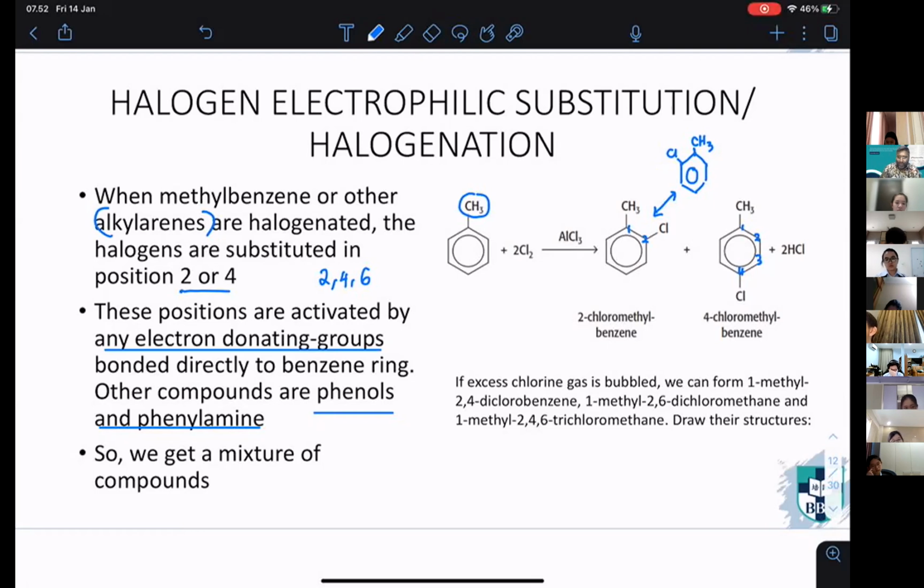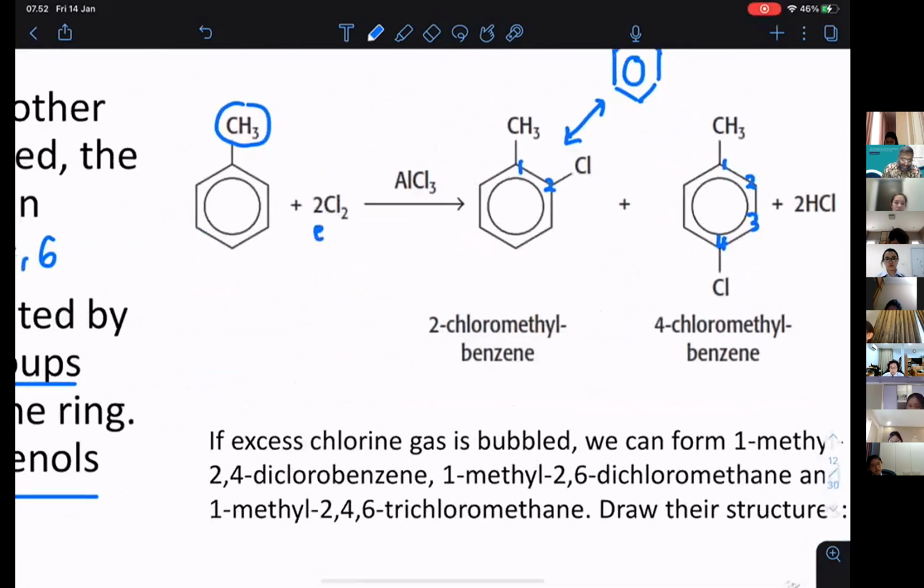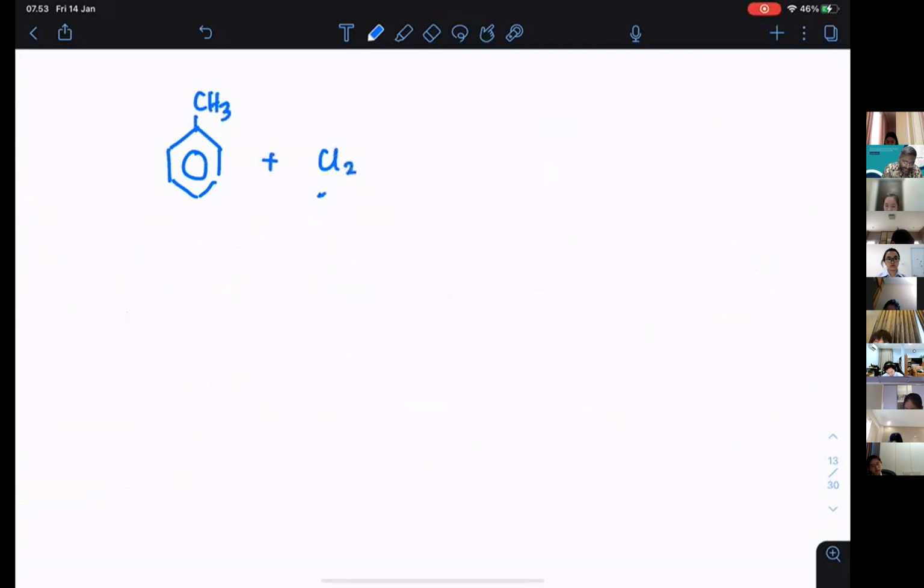But if you have excess Cl2, you are going to get something else also. If it is excess, I'll show you here. If you have a methyl benzene and you have excess Cl2, excess.